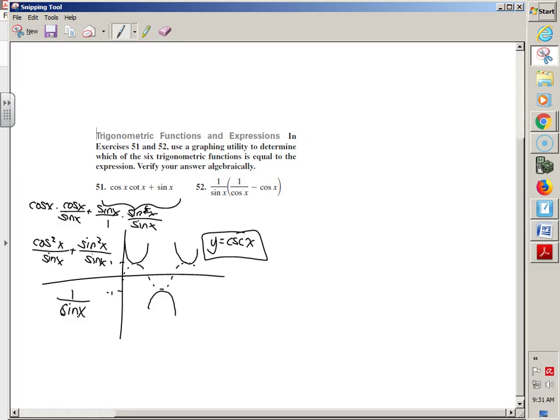Kim, with this, once again, I don't like the calculator. If you had done the exact same idea of looking at a graph, you're seeing if it looks like something basic.